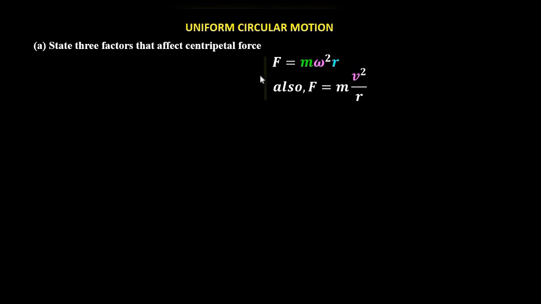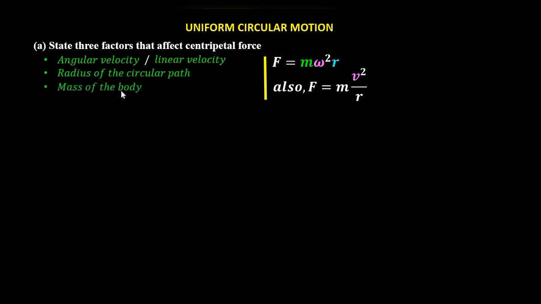Now from these, we can therefore state the 3 factors that affect centripetal force, and those are angular velocity or linear velocity, that is omega or v. We can also talk about radius of the circular path and mass of the body, just as we've had r and m.